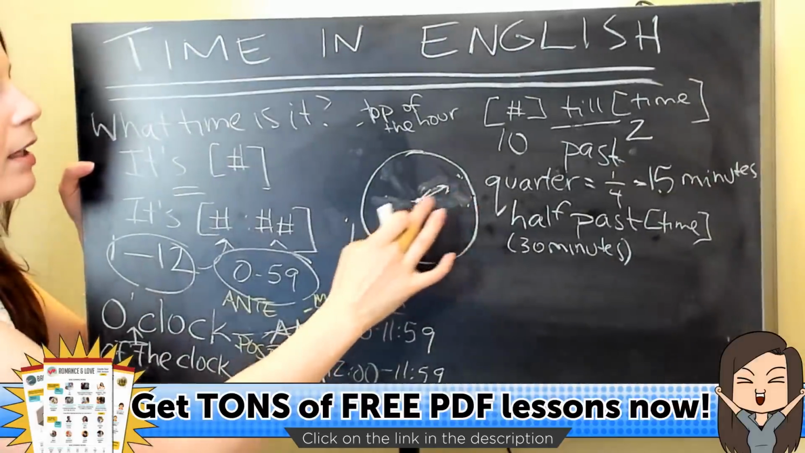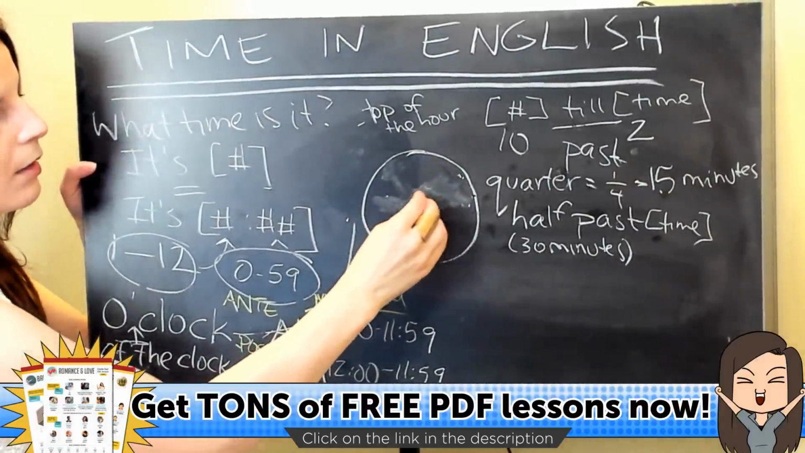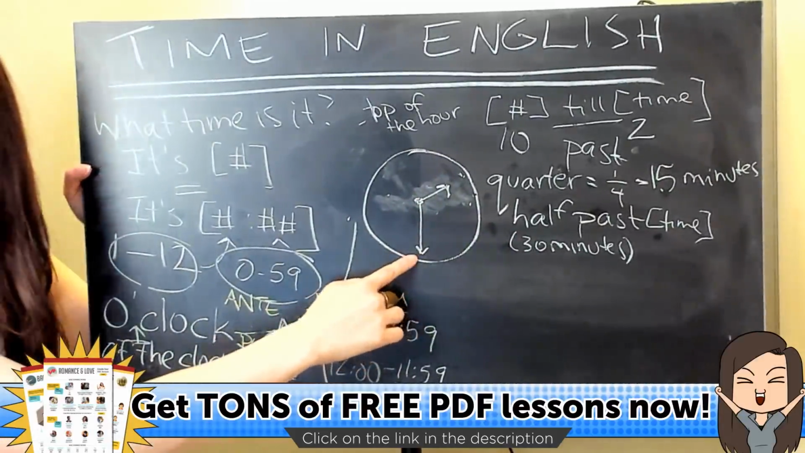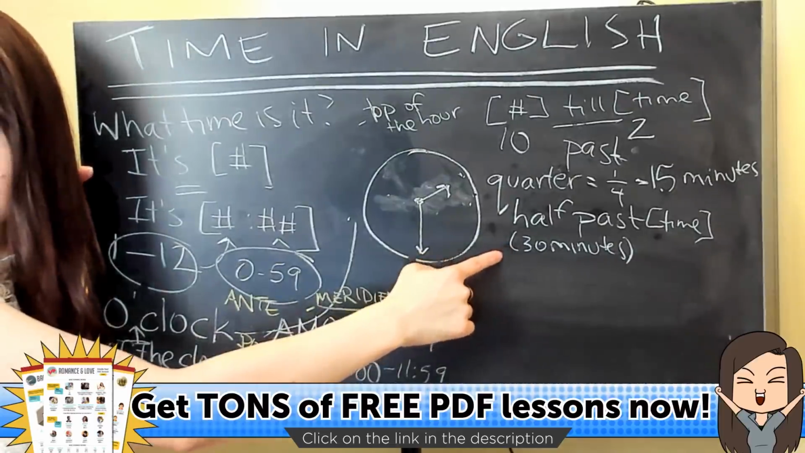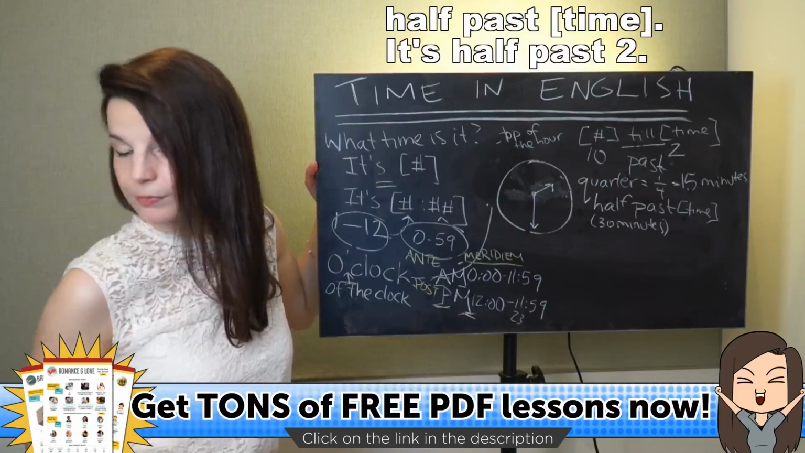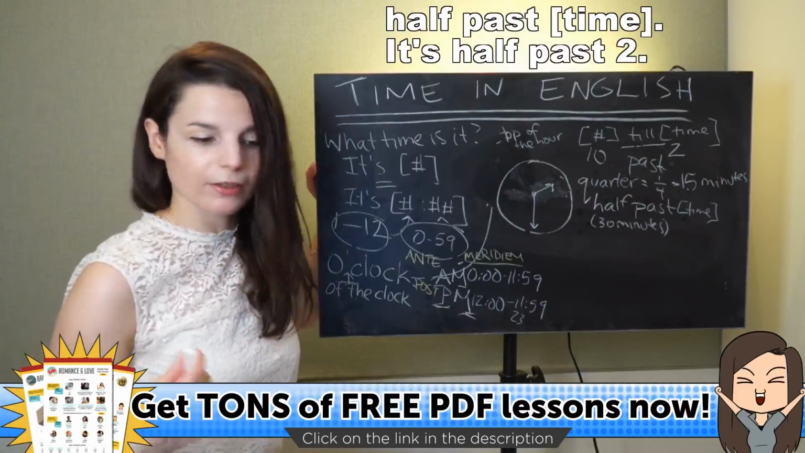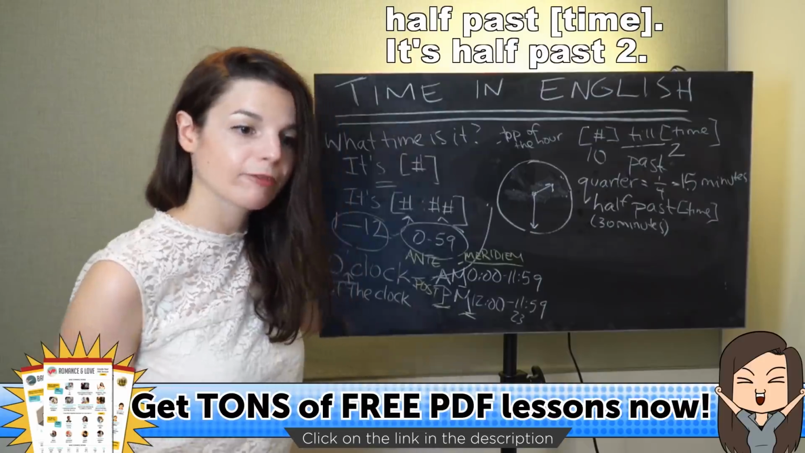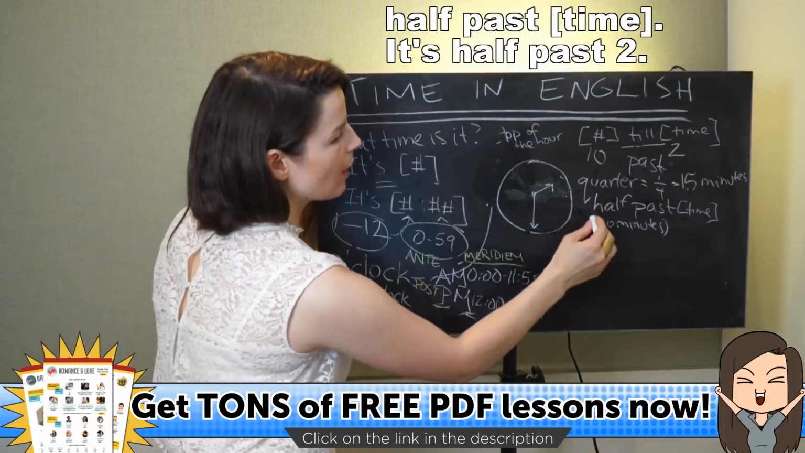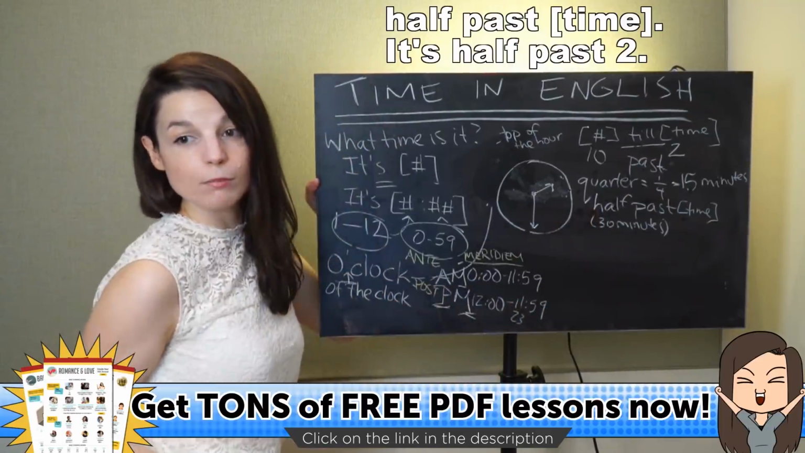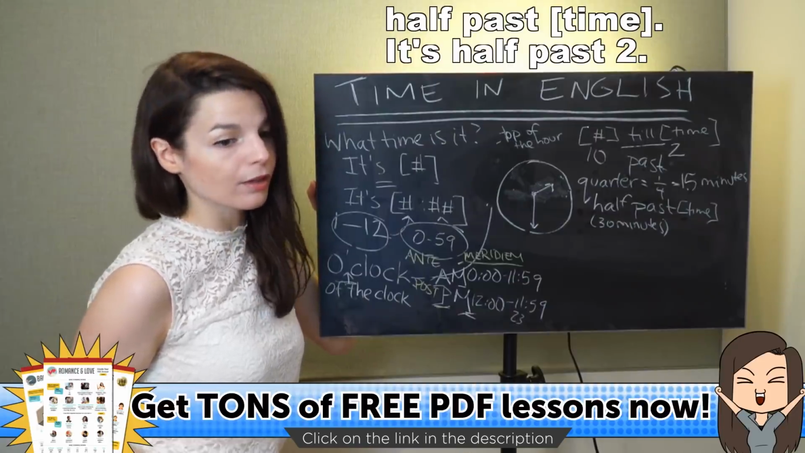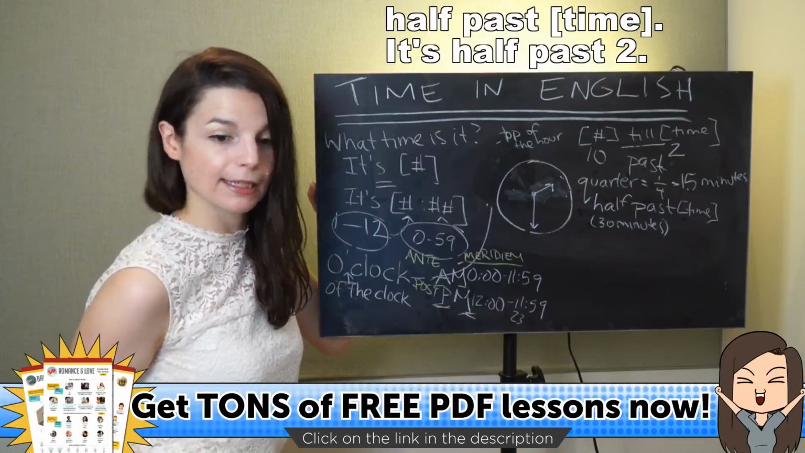So in my example here, if we're imagining 2 o'clock is the hour, and we're at the 30-minute mark here, we could say it's half past 2. So it's 30 minutes past 2. All right, so these are a little bit more advanced. So to review, 1 hour is 60 minutes. Half an hour is 30 minutes. Quarter hour is 15 minutes.